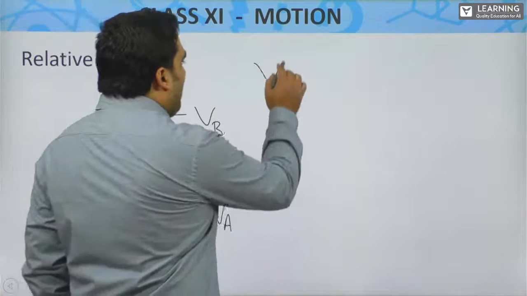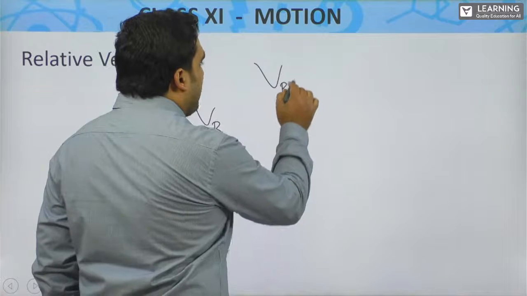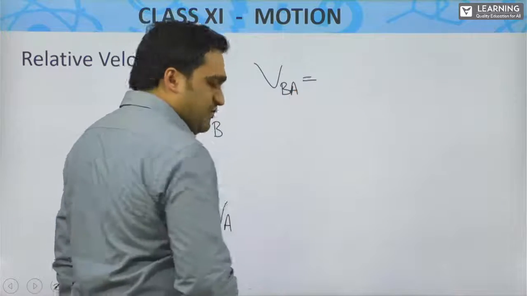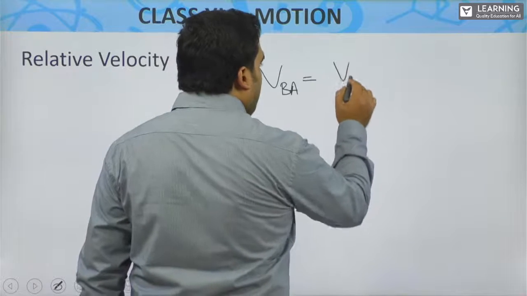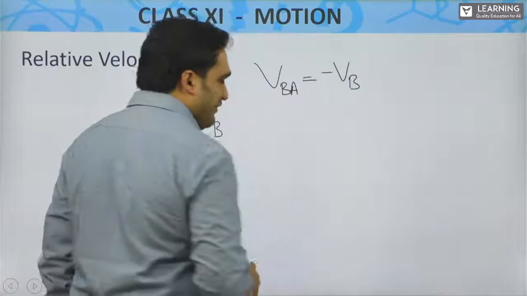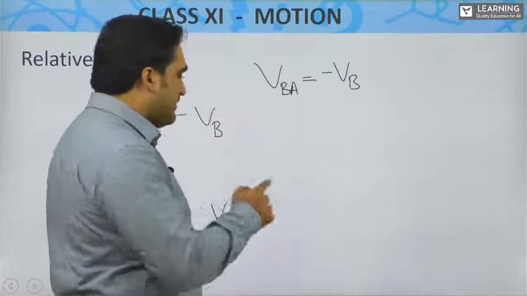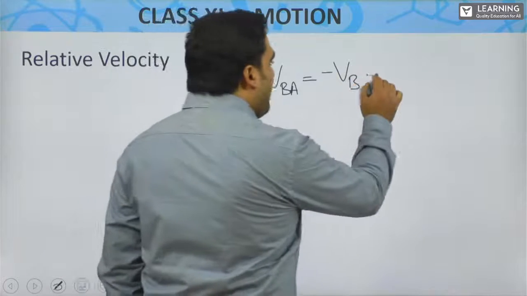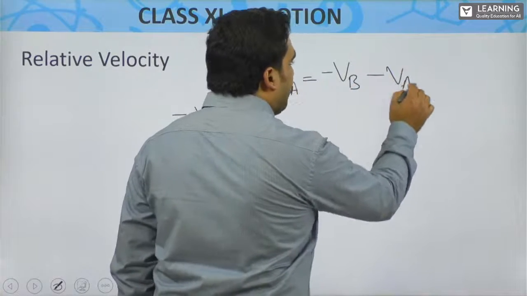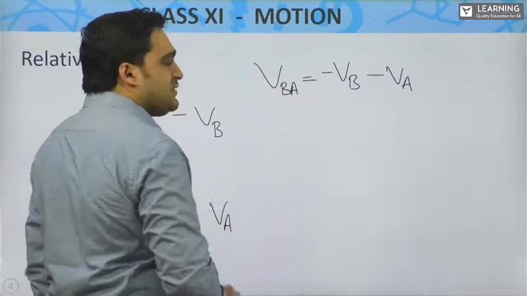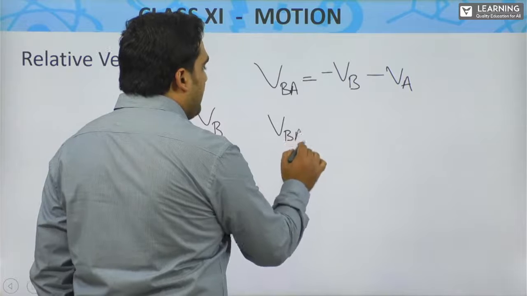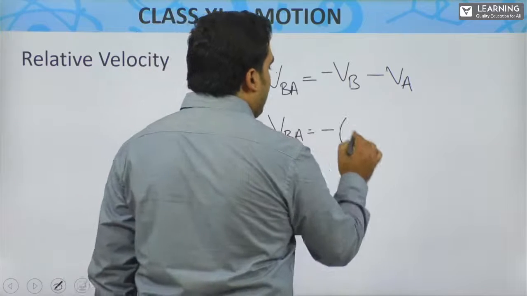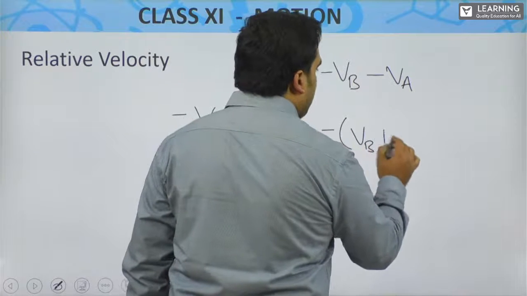So the velocity of train B with respect to A is equal to the velocity of train B, but this time it is negative, it is not positive, minus the velocity of train A. You can take the minus factor outside, so you get the velocity of train B with respect to A as minus VB plus VA.